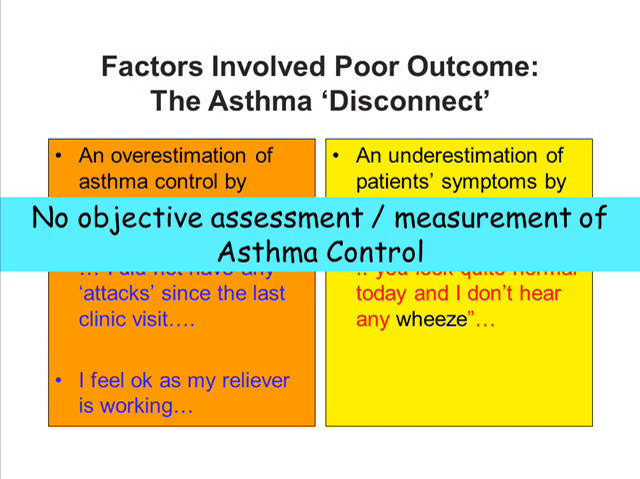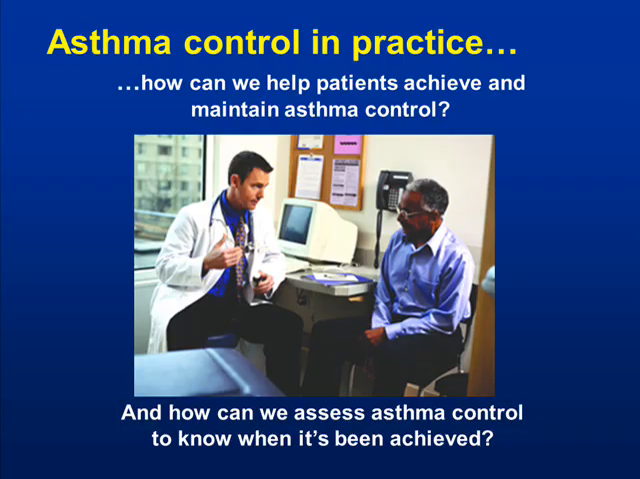One party says "I'm okay," the other party says "you're okay," so they both agree. The next thing we know, they end up in hospital, or to tell the truth, they may even die of asthma. Unfortunately, despite our advances in asthma care, more than 100 deaths still occur locally every year from asthma. So the problem with this is that there's no objective assessment or measurement of asthma control.